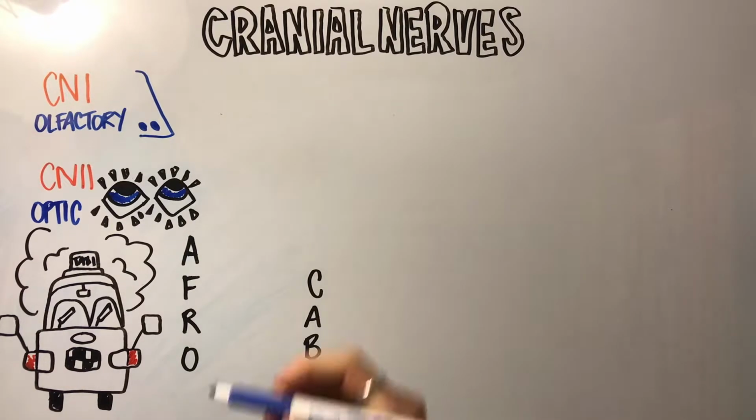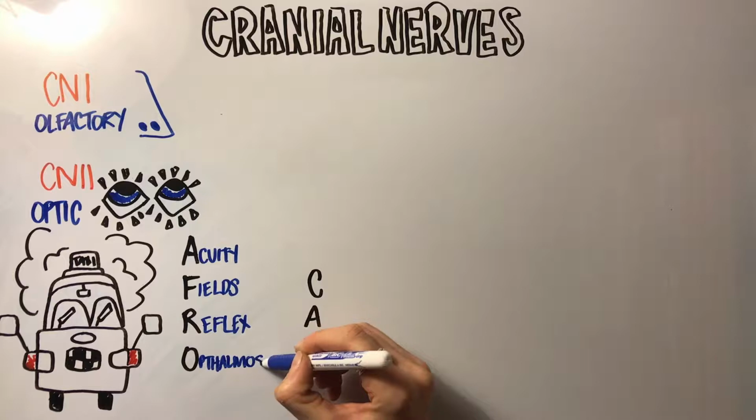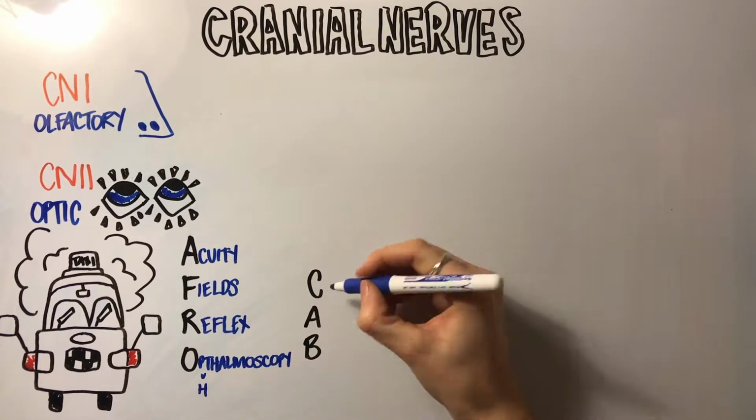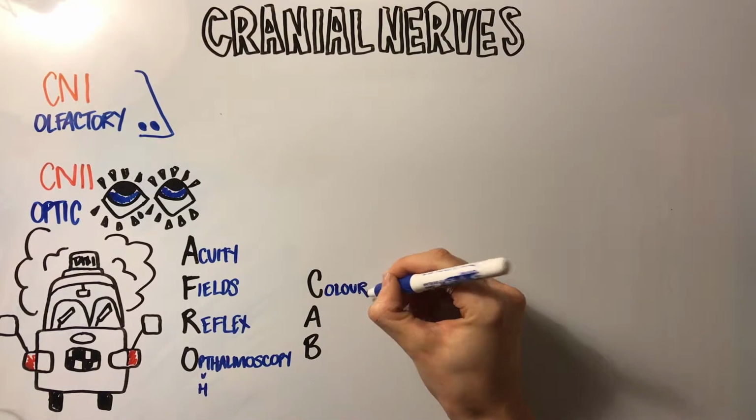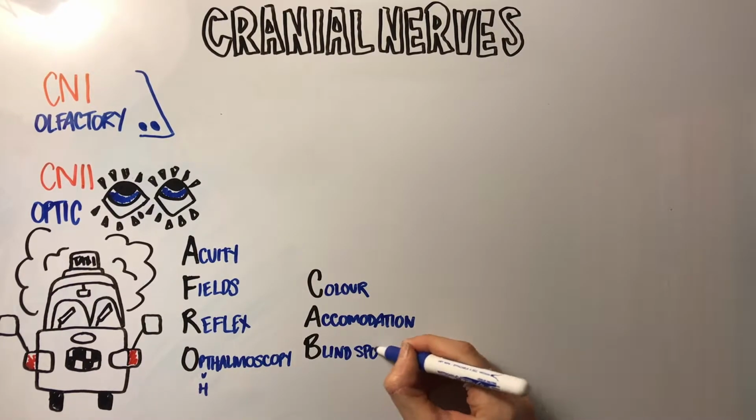A is for acuity, F is for fields, R reflex, O ophthalmoscopy, remember not to forget the H like I did here. C is for colour, A is for accommodation, and B is for blind spot.